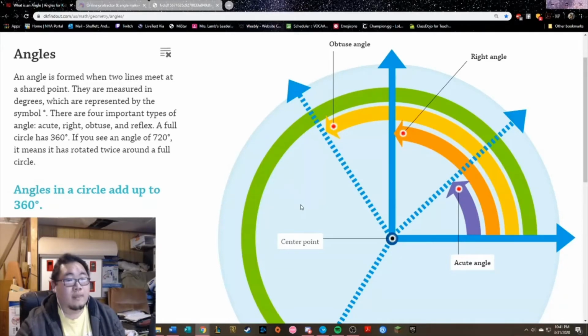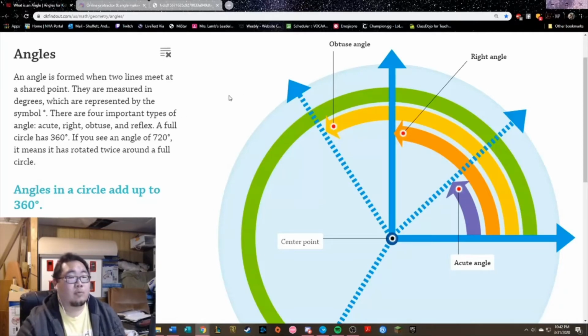Let's see. They are measured in degrees, which are represented by the symbol floating 0, floating O. That's what it looks like to me, a floating O. That's our degree symbol. You've seen it when working with temperature. You've got degrees Celsius, degrees Fahrenheit, degrees Kelvin. It's also used for measuring angles, so it's the same symbol for both.